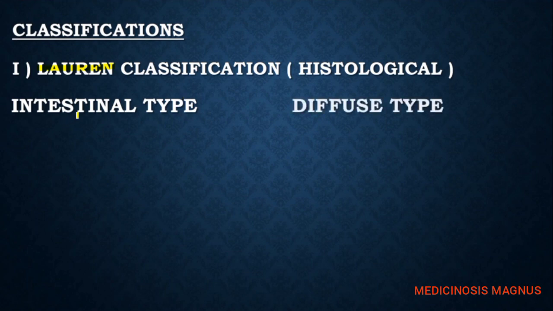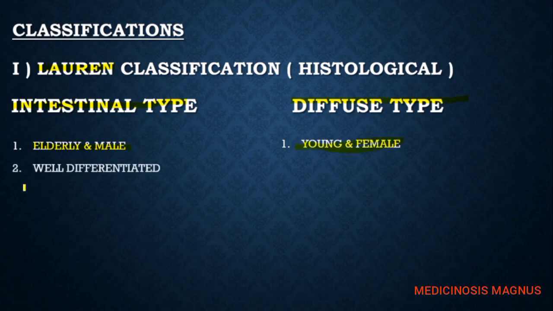There are basically two types of stomach cancer according to the Lauren classification, that is the intestinal type and the diffuse type. The intestinal type is seen commonly in the elderly and male population, who more commonly have stomach cancers. But the diffuse type is seen in the young and in females. In the intestinal type, these cancer cells are well differentiated. But in the diffuse type, these are very poorly differentiated cells.